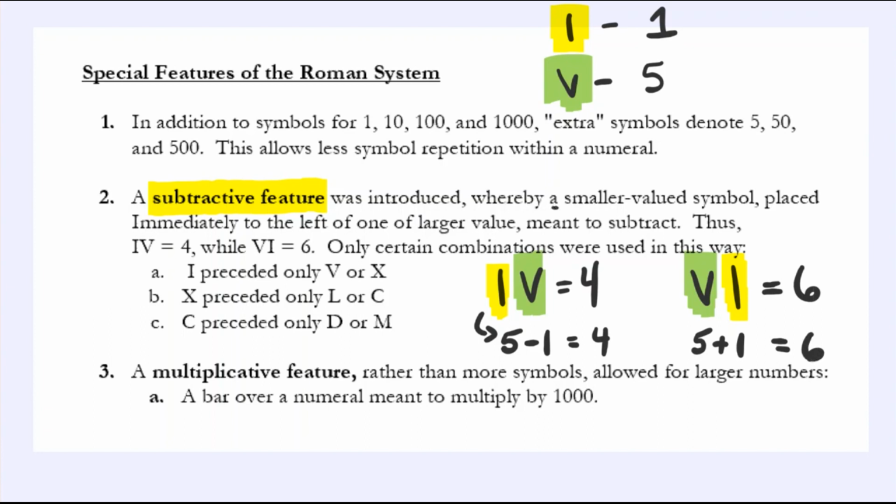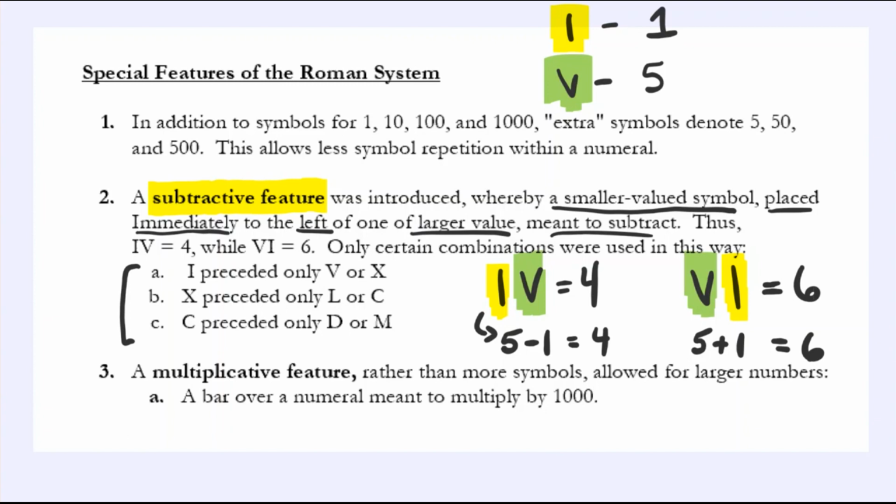So if you have a smaller valued symbol placed before, which is immediately to the left of a larger value, that means subtract the two symbols. And you can't write any Roman symbols in this way. There's a few rules that go together with this subtractive feature. The ones symbol can only be in front of a 5 or a 10 symbol. You couldn't put a 1 in front of a 100 symbol to represent 99. That just wasn't done. The X, which is the tens symbol, could only be in front of an L or a C. A C can only be in front of a D or an M. So only certain symbols can be placed in front of certain other symbols under the subtractive feature.